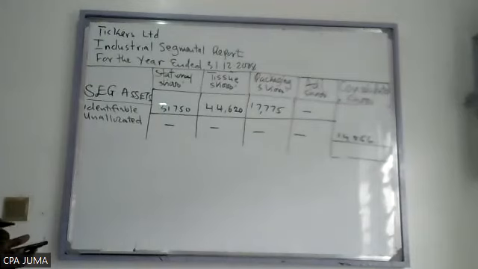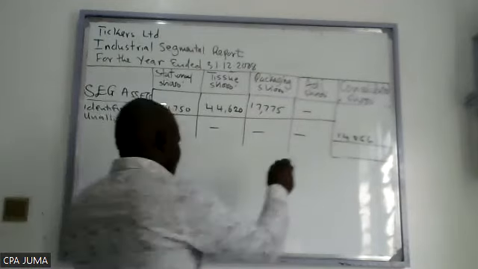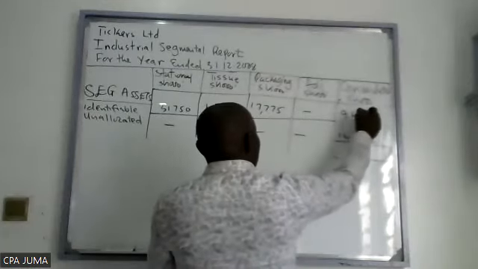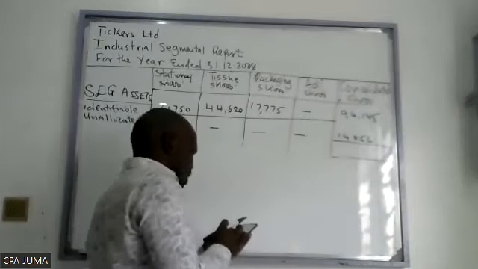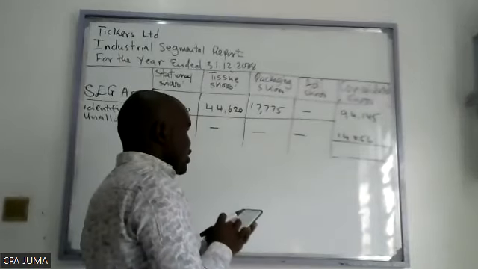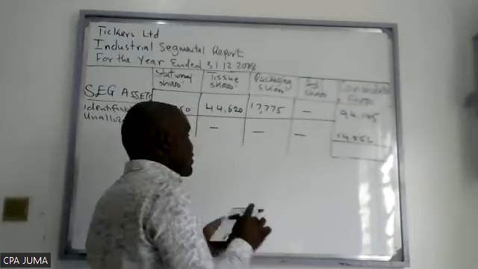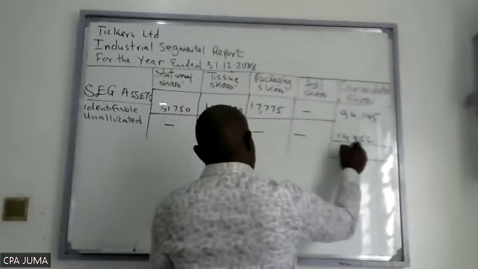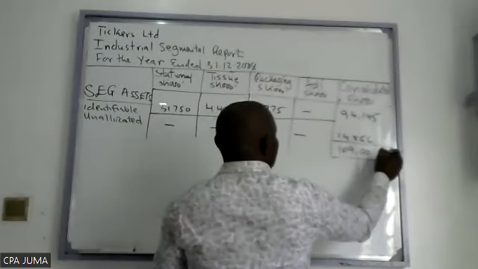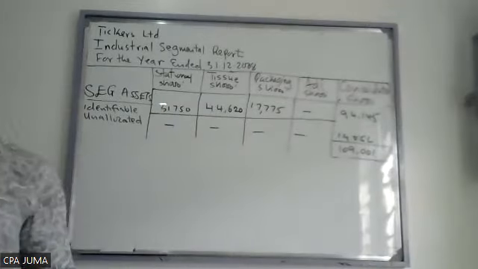So maybe you can just add 31,750 plus 44,620 plus 17,775. That is 94,145, plus 14,856. That is 109,001. Finished.